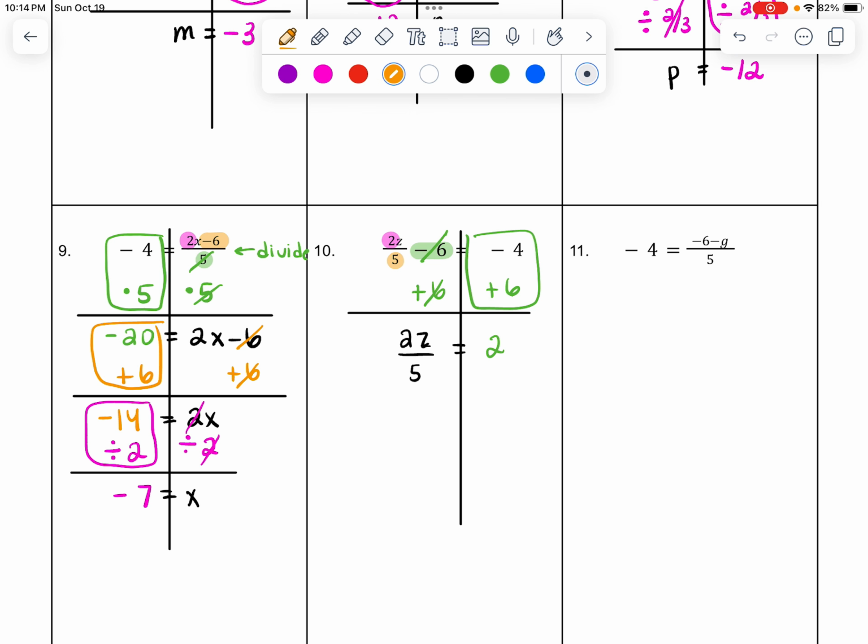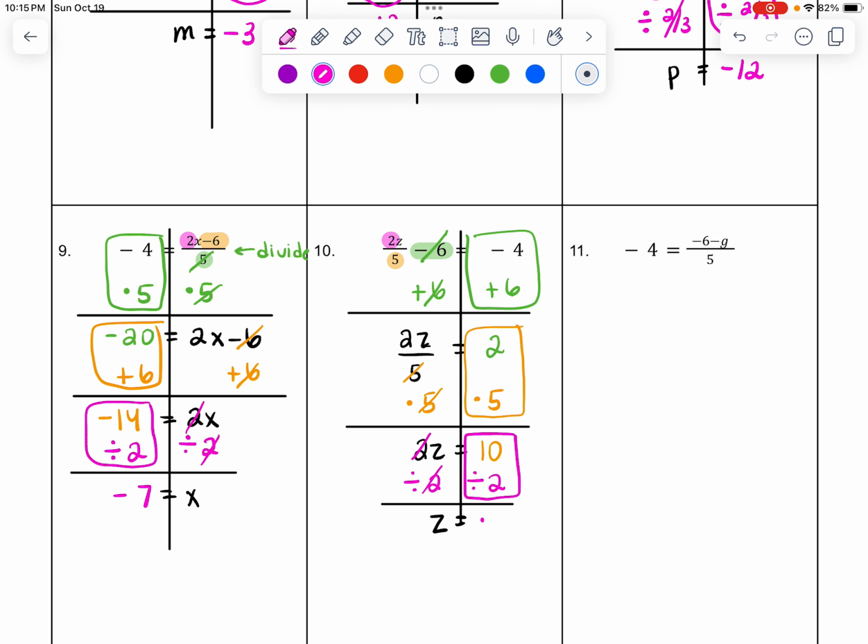Then I'm going to undo the division. So I'm going to multiply by 5 on both sides. When I do that, the 5 cancels the 5, and I just get 2z. And on the right-hand side, 2 times 5 is 10. Last but not least, I'm going to divide by 2 because when that number is squished right up next to the z, it means multiplication. So the opposite is division. On the left-hand side, the 2's cancel, and I get z equals 10 divided by 2, which is 5.